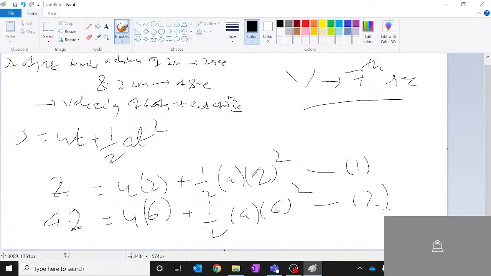Understood how we are writing the equations, or from where we got them? I am assuming the first equation is a direct one. You would have already noted this basic straight formula, s equal to ut plus half a t square. That is why in the first 2 seconds you've taken this. Now in the next 4 seconds, do not make the mistake of only taking the distance of the next 4 seconds. You are supposed to take the cumulative distance. Clear? Understood?